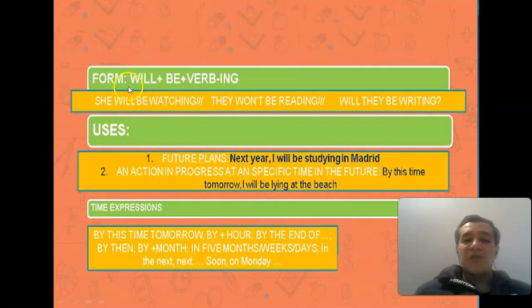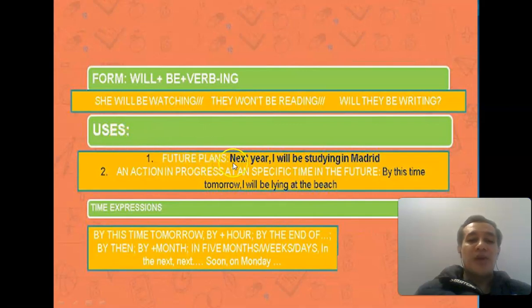Here we have the base form, the particle will plus be plus the verb in ing. She will be watching. If we have a complement, we can say she will be watching TV. They won't be reading. That is the negative form with the contraction. And the question, will they be writing?